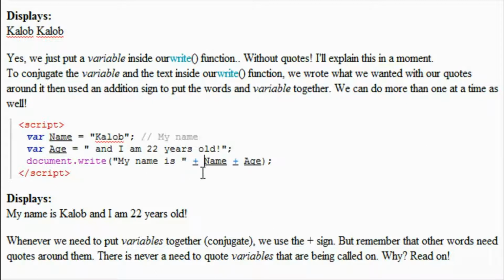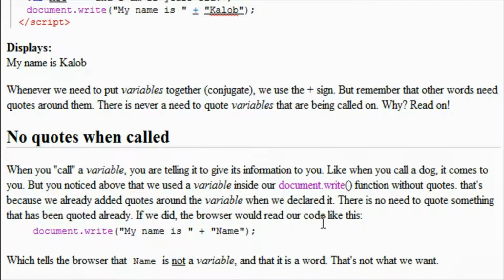Just remember, when we really need to put anything together, we need to conjugate it. So to put it together, we need to weld it together using the plus sign. So if I change the code up here, and I just went string conjugated with another string, it would display, my name is Caleb. So when you call a variable, you are telling it to give its information to you. Like when you call a dog and it comes to you.